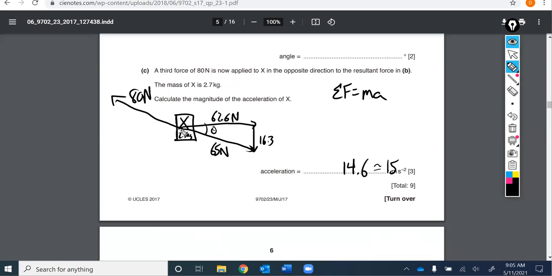So it's going to be 80 minus 65, right? Because they're opposing each other. So 80 minus 65 gives us a 15 Newton force equals 2.7 kilograms times acceleration. Divide each side by 2.7 kilos. So 15 divided by 2.7 gives 5.6 meters per second squared.